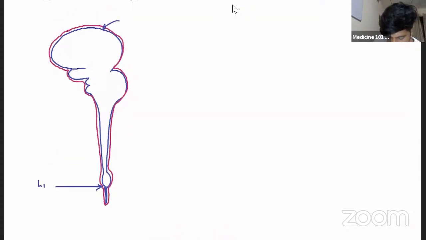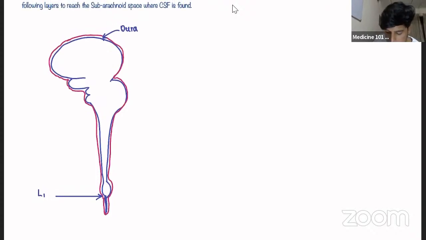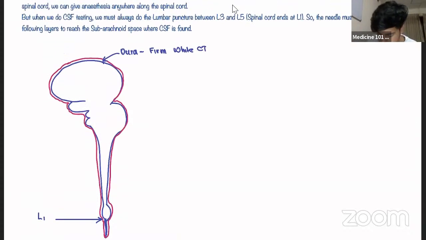This is the dura mater. That's the outermost. And this is a firm, white connective tissue.